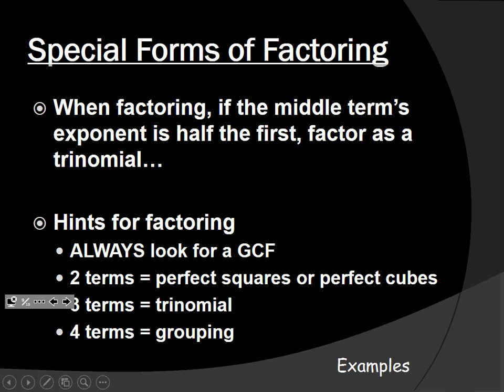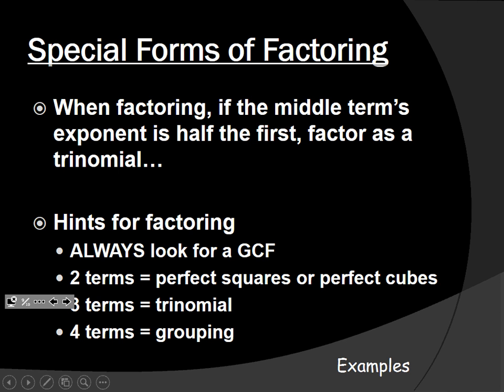So if we have a trinomial that has an x to the fourth in the first term, and the middle term is x squared, we might be able to factor that, or we can at least attempt to make a factor there. If the first one's x to the sixth, the middle one's x cubed. The first term has an x, the middle term has an x to the 1/2 power. All those, we can attempt to factor them as trinomials because the middle term's exponent is half the first. And we're going to look at a few examples of that.